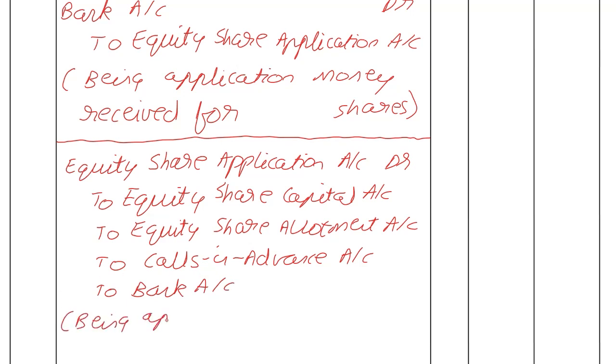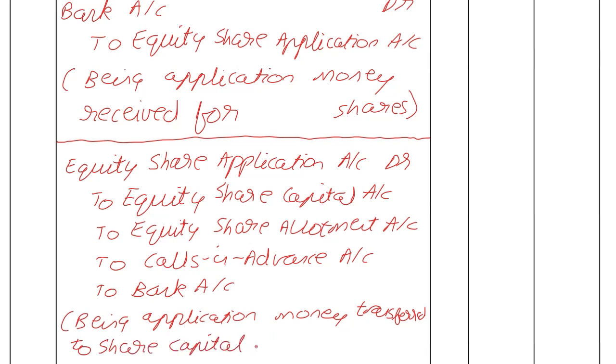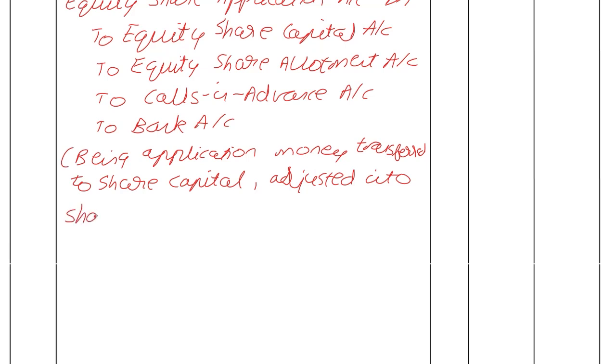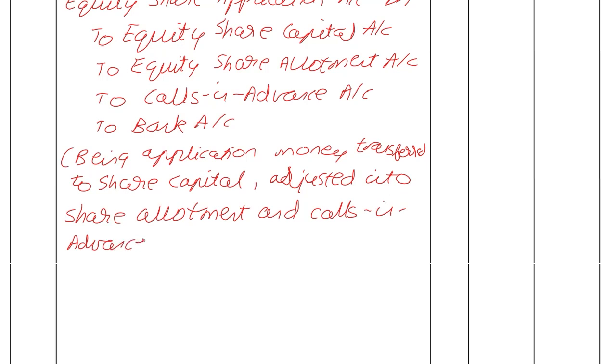Being application money transferred to share capital, share allotment, or we can say adjusted into share allotment and calls in advance, rejected shares refunded. Okay, so just a summary of what's happening.